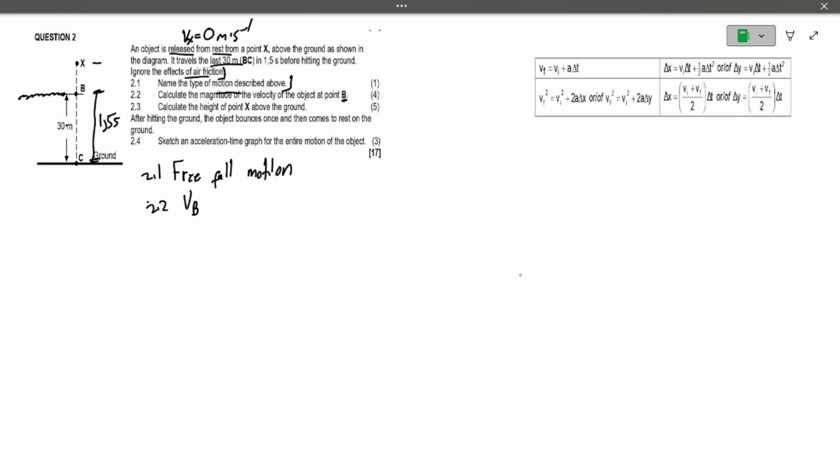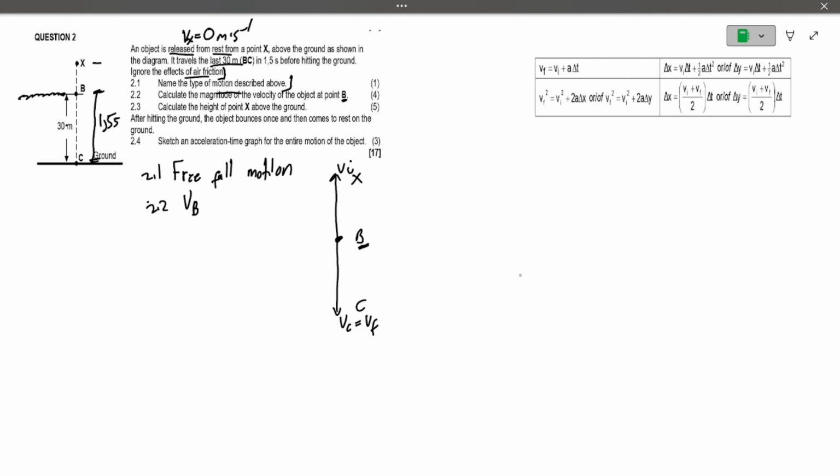So the section of motion that we have to use, let me draw it: X, B, and then C. If we want to calculate the velocity at B, we have to choose a section of motion which includes B. We cannot use the whole motion of the ball, because there is no B in it. If we use the whole section, the velocity at C will be our final velocity, and the velocity at X will be our initial velocity.